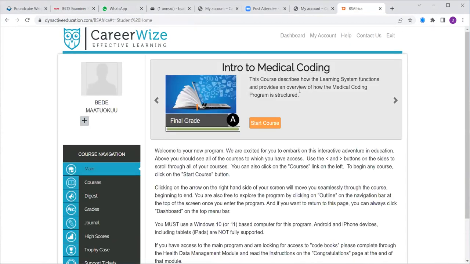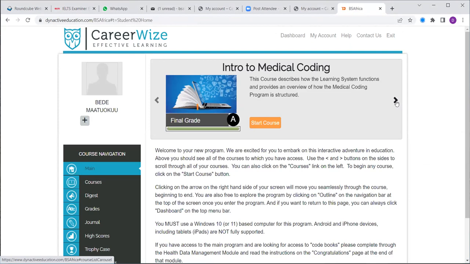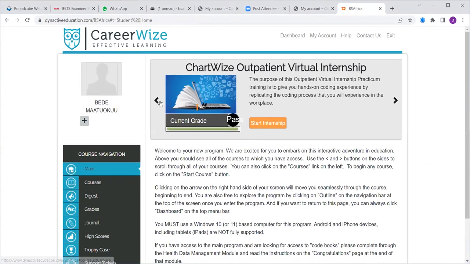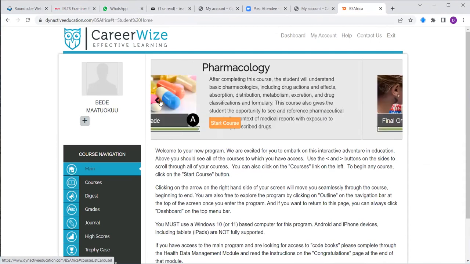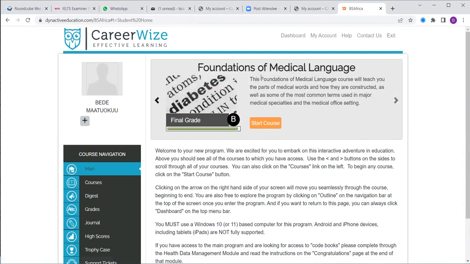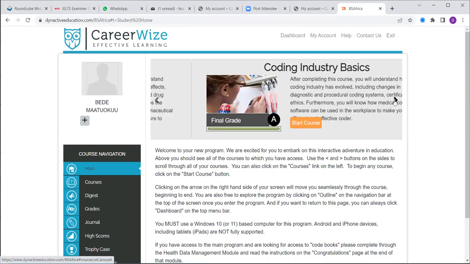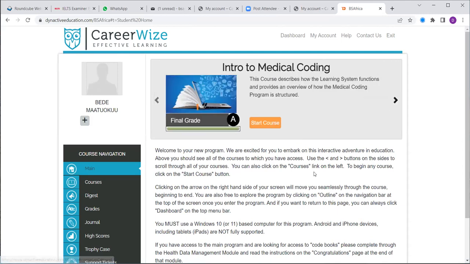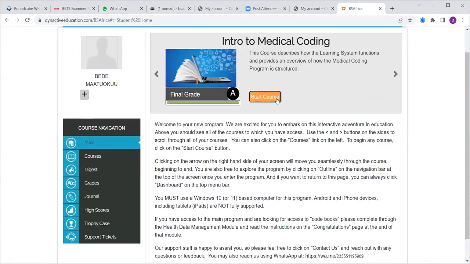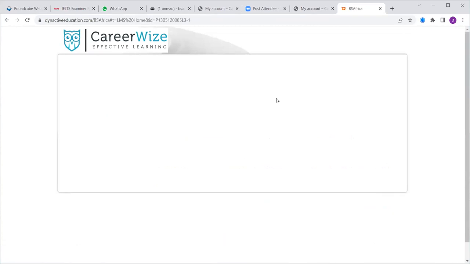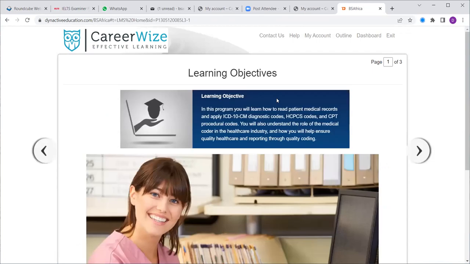So when you purchase the first course, which is the Foundations of Medical Language, it automatically comes with the Intro to Medical Coding. So you will see an interface like this. You click on the right arrow, and you see the Foundations of Medical Language too. But a great starting point is the Intro to Medical Coding. So you come here, you click on Start Course, and the Intro to Medical Coding will give you a complete overview of all what the course is about.